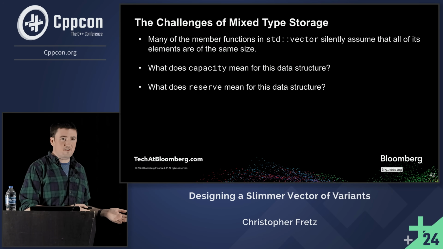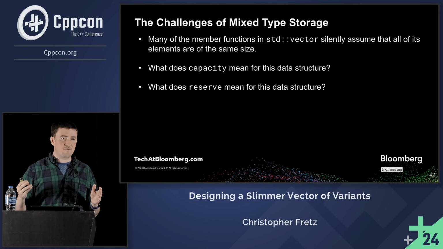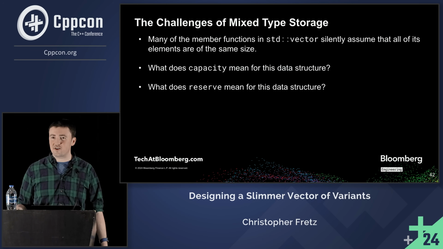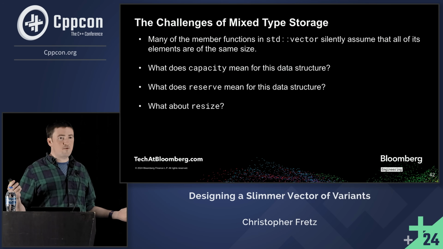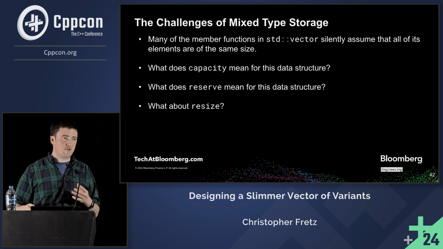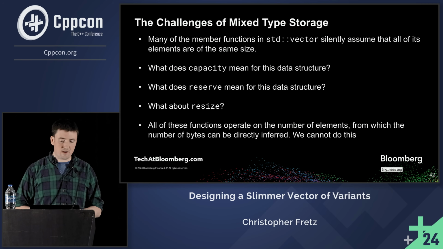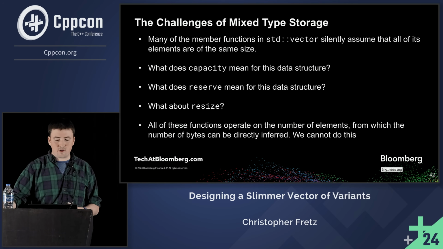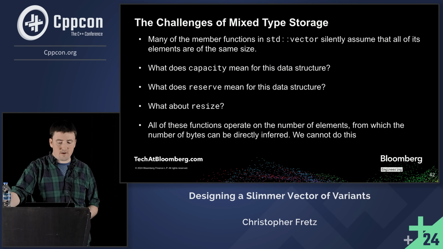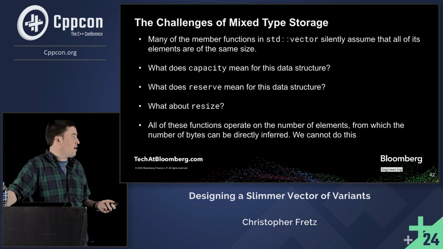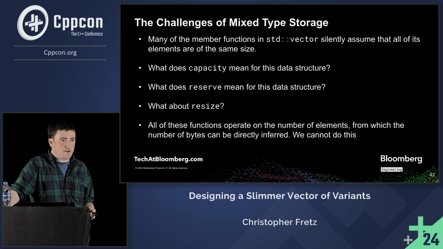What does reserve mean for this data structure? If you say, I want to reserve 10, of what? It's not clear what you actually want to reserve. And so what about resize? There's kind of a cascading problem here in terms of the API assuming that all of its types are the same size. And so all of these functions that operate on the number of logical elements become kind of problematic for a data structure like this. Because normally vector can just directly infer the number of bytes that means, but we can't do this.